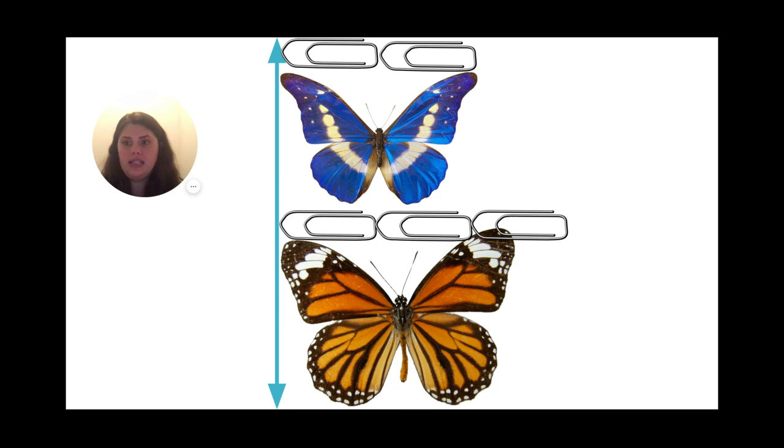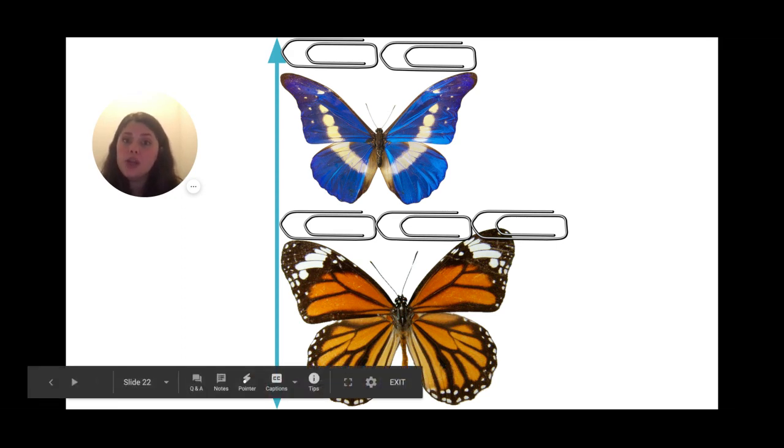Okay, friends, we made sure it was perfectly aligned so they have the same starting points, and we added our paper clips. Keeble Cubs, tell me, how many paper clips are on the monarch butterfly on the bottom of the screen? That's right, we can see 3 paper clips. And how many paper clips can we see on the blue butterfly on top? That's right, we can see 2 paper clips.